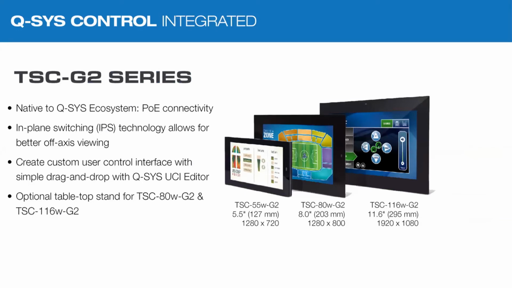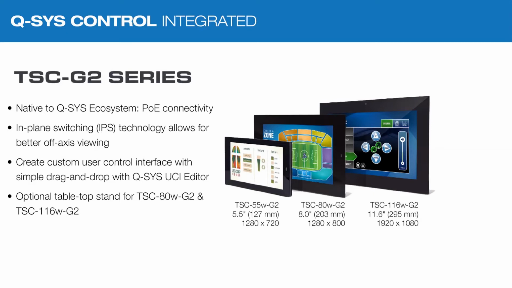Looking at our touch panels, we need a way to get the UCIs onto a screen. There's also a few different options. You can use an iPad, Windows clients, and then also there's an HTML5 UCI viewer, which will be available through a browser. And then of course Q-SYS has a range of touch panels. These are the second generation touch panels, the TSC55, TSC80, and the TSC116, which is 5.5 inch, 8 inch, and 11.6 inch. The 8 inch and 11 inch also have a table mount option, and all of the models can be wall mounted.